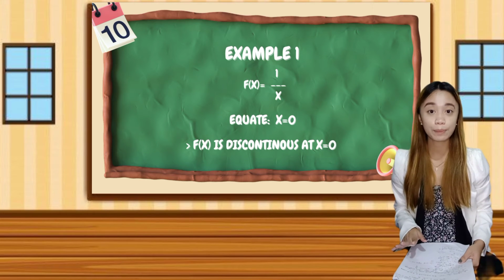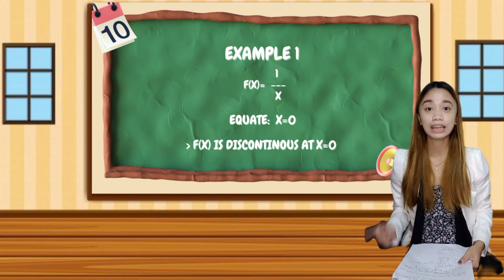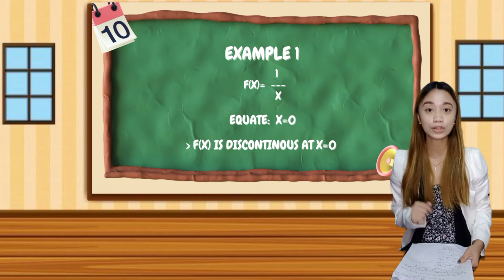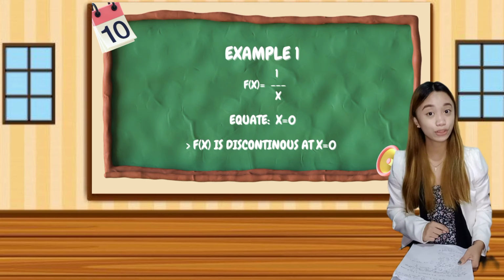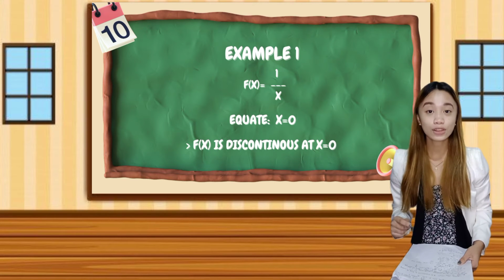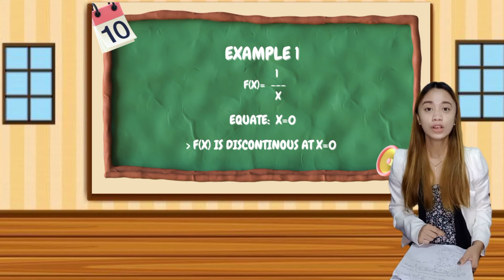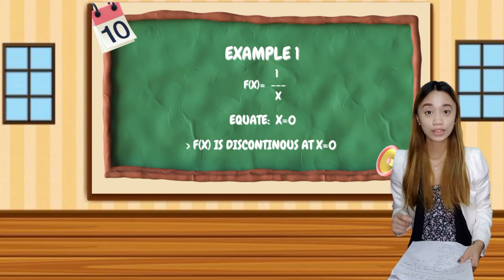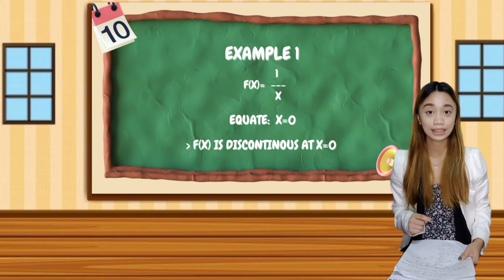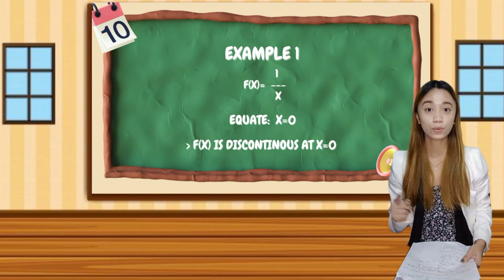So sa given example natin where f of x is equals to 1 over x, kailangan natin malaman if yung denominator natin is mag-equals to 0. So first thing we have to do is to equate x or our q of x into 0. So given x is equals to 0, we can know that our point of discontinuity is equals to x is equals to 0.